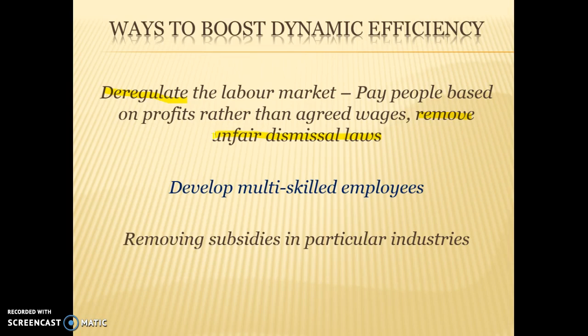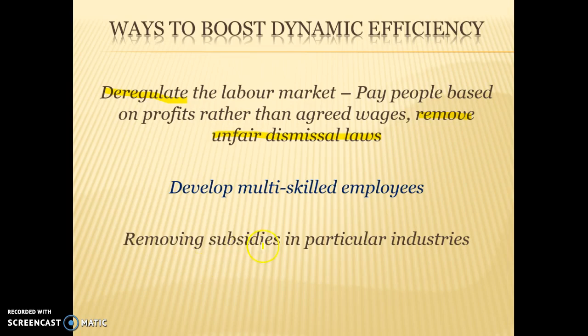If we have unfair dismissal laws, it can take a long time to sack people. Other ways: developing multi-skilled employees, so ensuring that our employees have a range of talents and therefore are suited to a range of different industries, so that if demand for one product increases, they can quickly shift and work in another industry or work in a different way to ensure that we're producing what consumers are demanding.